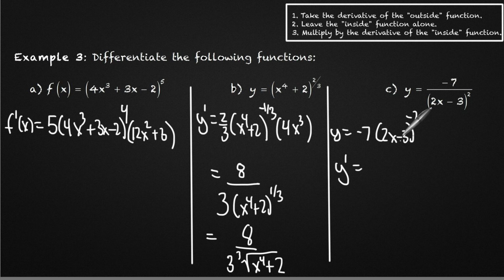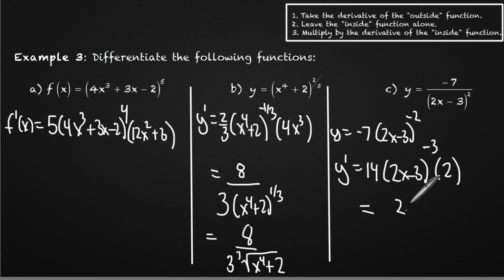Once again, we know we have to use a chain rule because we see a function 2x minus 3 that is inside another function. So we're going to do negative 2 times negative 7, which is 14. We're going to leave the inside of the function alone again. We're going to subtract 1 from the power, so you have to be careful and not add 1. And then we're going to multiply by the derivative of the part we left alone, which is 2. So that's going to give us 28 on the top and (2x minus 3) cubed on the bottom.